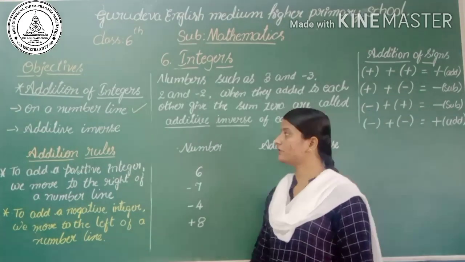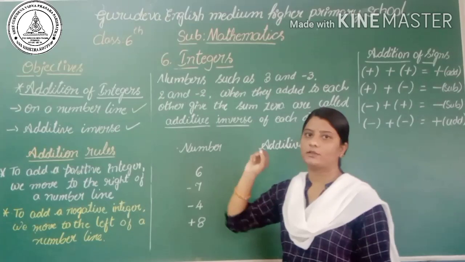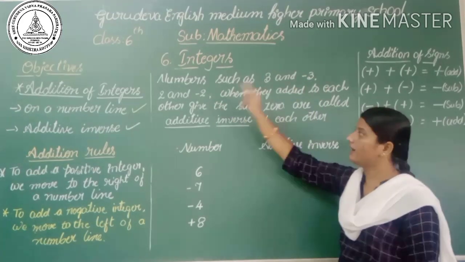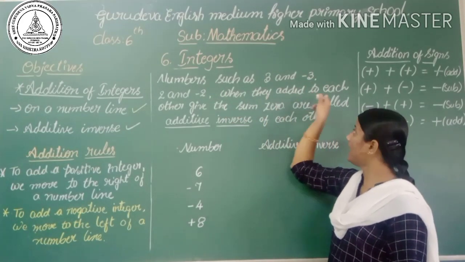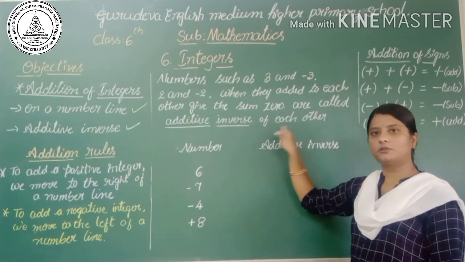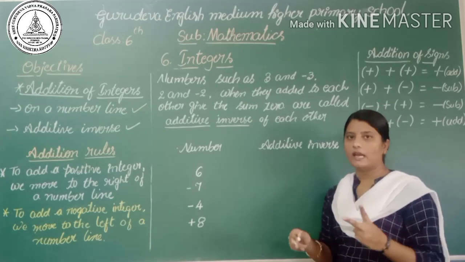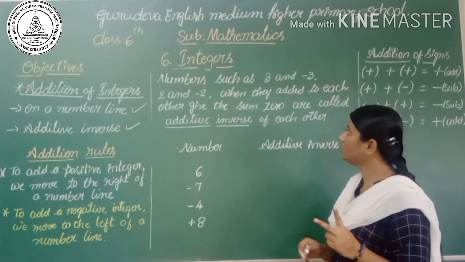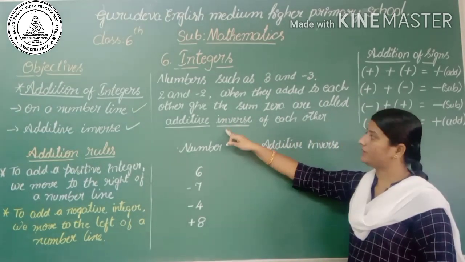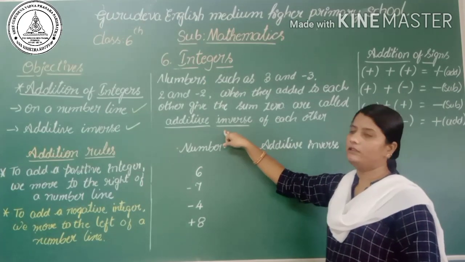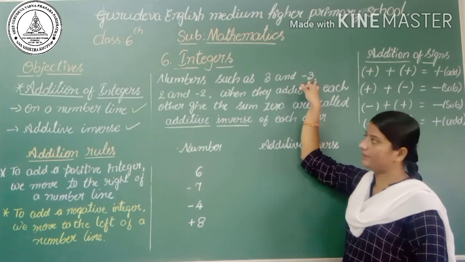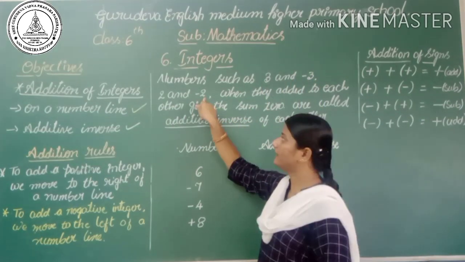The next objective is additive inverse. What is this additive inverse? If numbers such as 3 and minus 3, and 2 and minus 2, when added to each other give the sum 0, they are called additive inverses of each other. Okay. So if we add two integers and the sum is 0, then the numbers are called additive inverses. So what is the additive inverse of 3? That is minus 3. The additive inverse of 2 is minus 2.